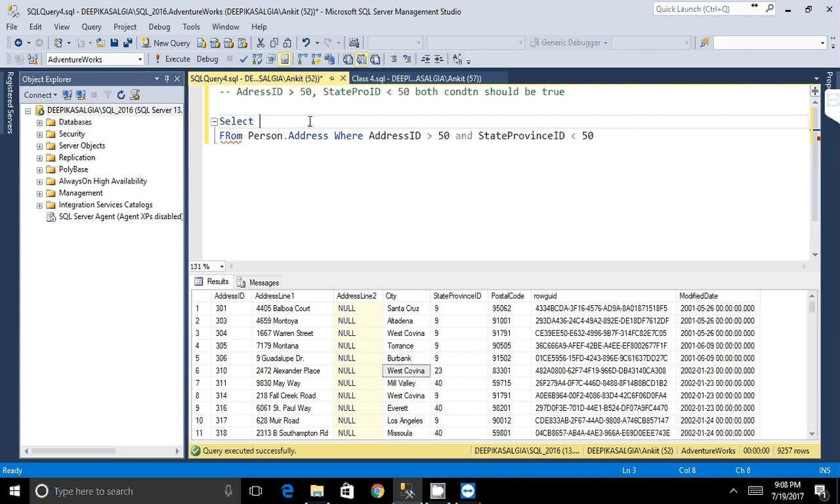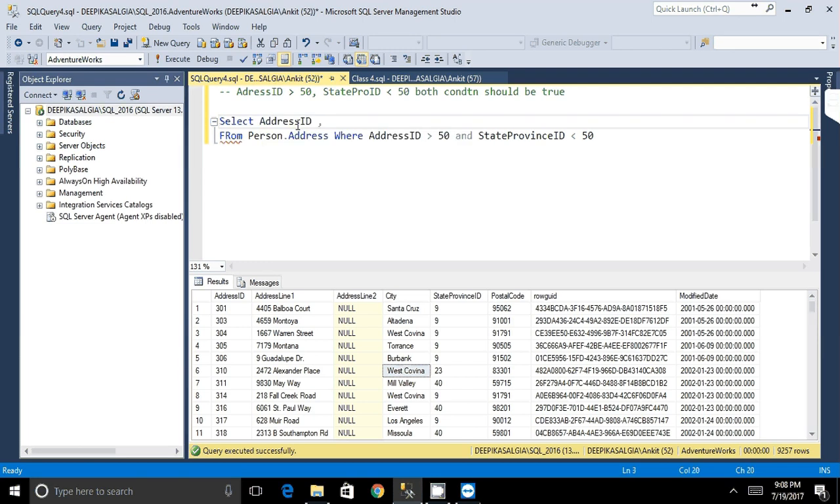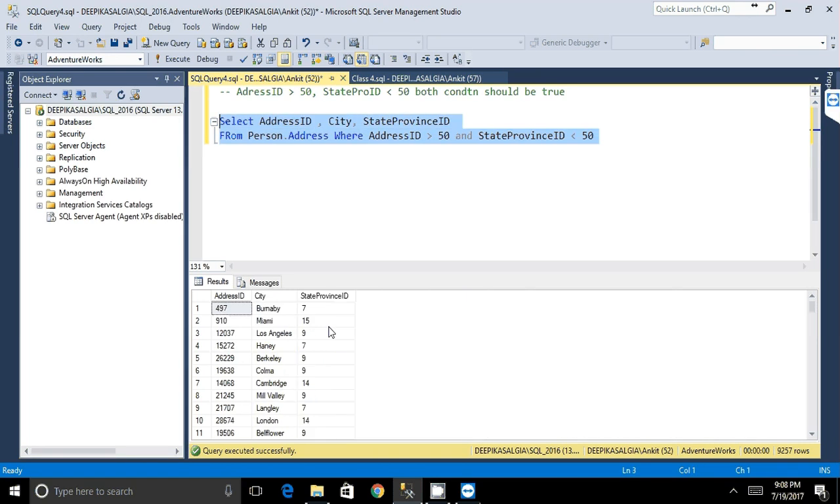Now in here, let's say I want to select only a few columns this time. I say address ID, and another thing is city, or state province ID. Let's say I need a couple of columns. So I put those columns in, but let's say this is my report. Whatever result I get, I need to give it to someone. But before giving it to someone, I want to change address ID to address number or any meaningful name.